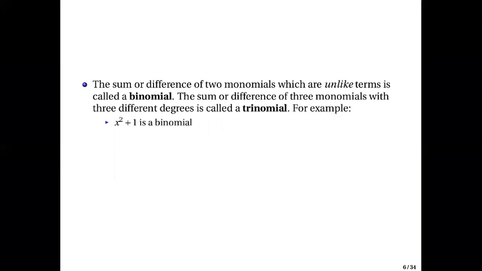For example, this one here is a binomial. You have x squared plus 1. The degree here is power 2. This is a constant, so this is power 0. So the degrees are different, and you have two monomials being added, so you will get a binomial.